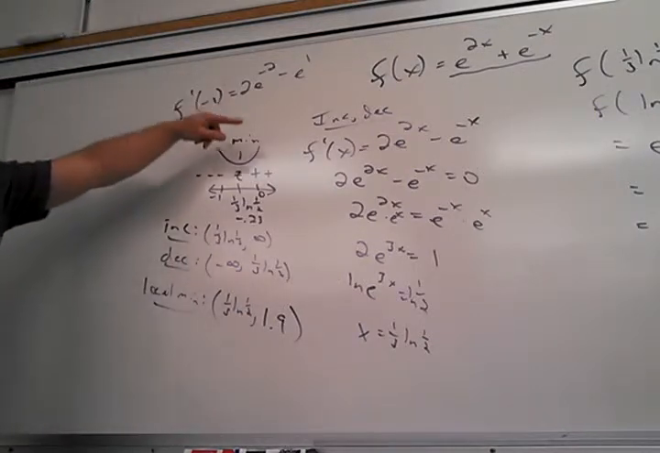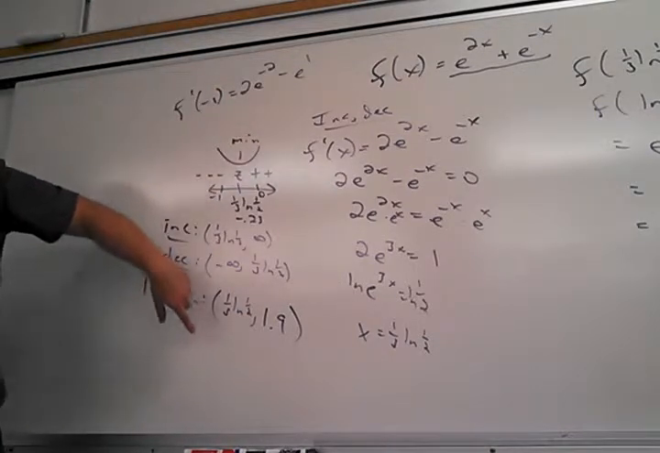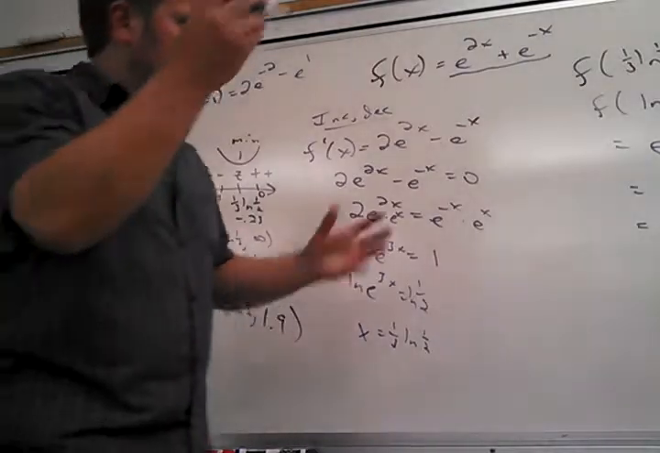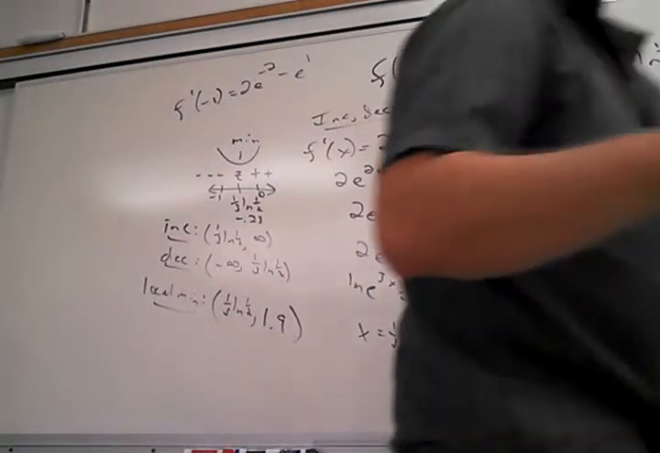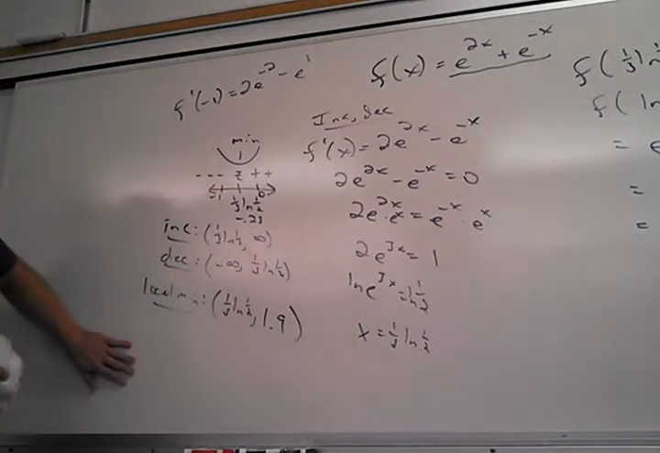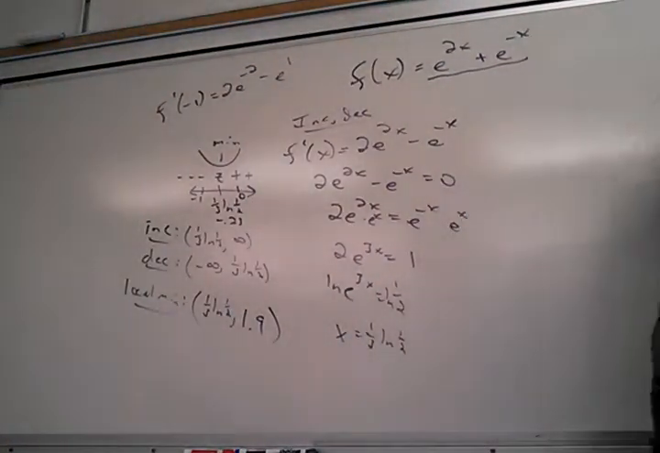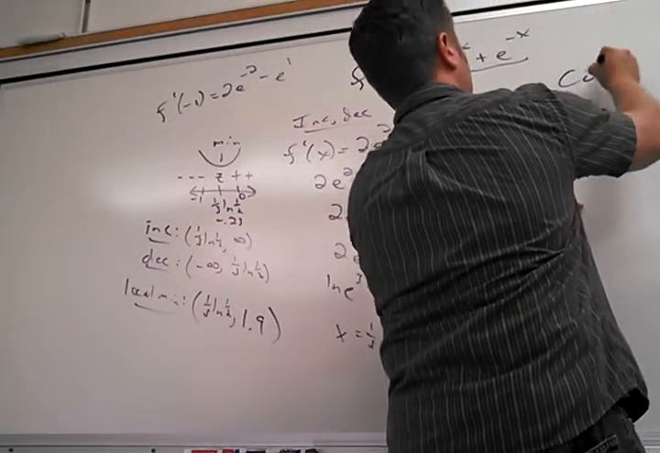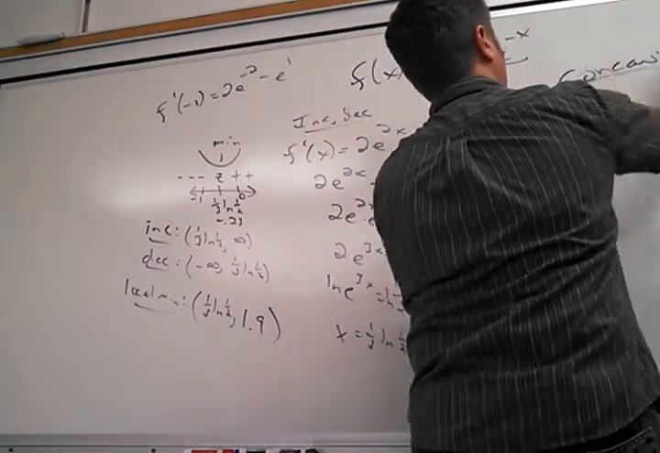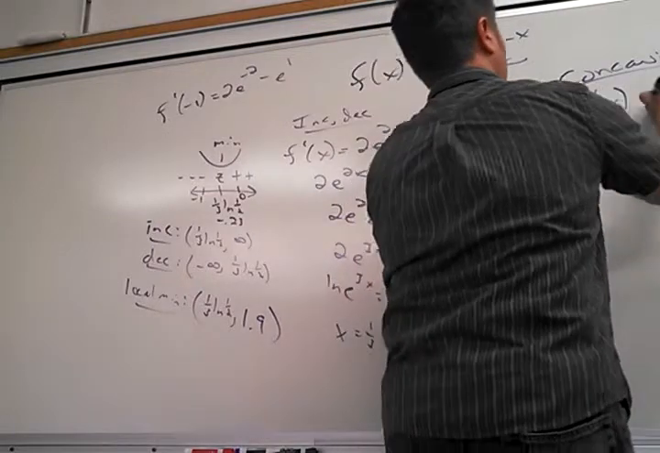So that's part A, increasing, decreasing. Part B was find the local max and min. And part C is all about concavity. So what do I have to do for concavity? You need to take f double prime. Take the second derivative. So for concavity and inflection point stuff, find the second derivative.